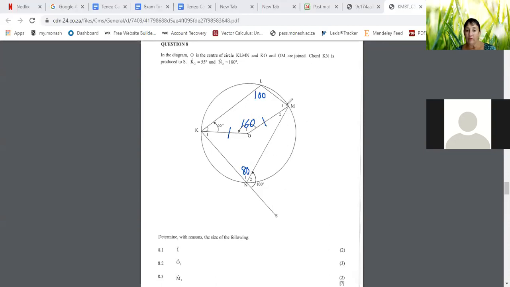And then they want angle M1, this angle. Right, any suggestions, anyone? Okay, anybody? Are you guys alive? Why doesn't anyone speak?